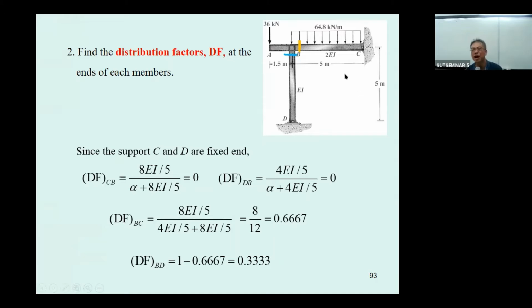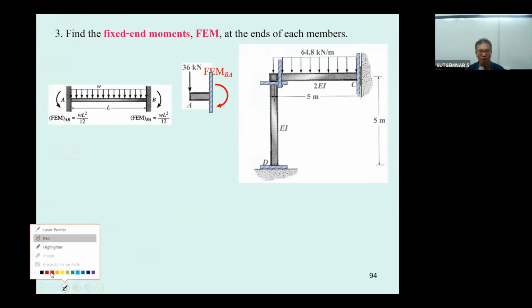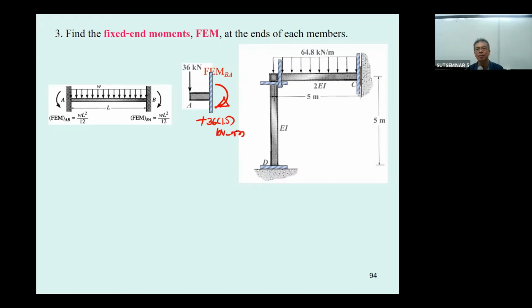And then the fixed end moment. Since you use 4EI over L, the fixed end moment is going to be the fixed weight, WL squared over 12. And before that, we come to this moment, we have 36 times 1.5, and it's going to be positive kilonewton meter, right? This is going to be positive.